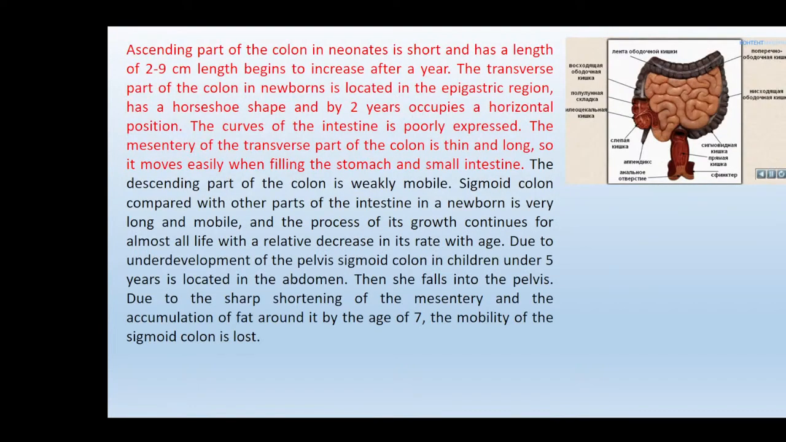The ascending part of the colon in neonates is short and has a height of 2 to 9 centimeters. It begins to increase later, after years. The transverse part of the colon in newborns is located in the epigastric region and has a horseshoe shape; by 2 years it occupies a horizontal position. The curves of the intestines are poorly expressed.